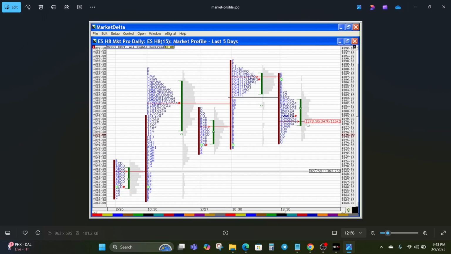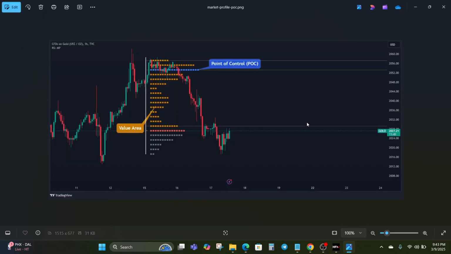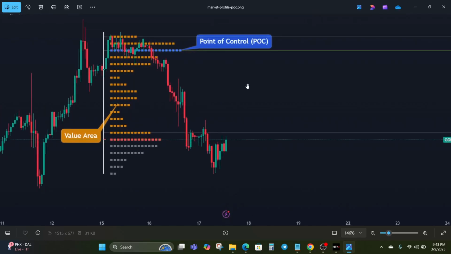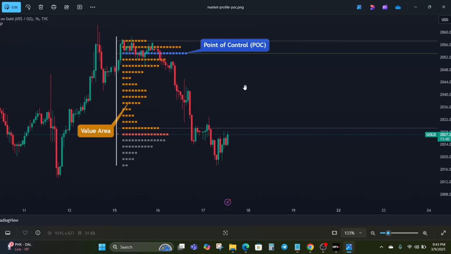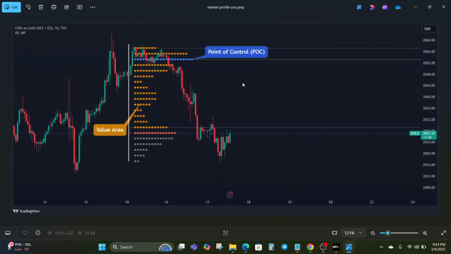Now, in a market profile chart, you'll see a bell curve or a distribution. The center of this curve represents the point of control or the POC. The price level where the market has spent the most time during a specific period is what we call the point of control. The higher the point of control, the more value the market assigns to that price level.